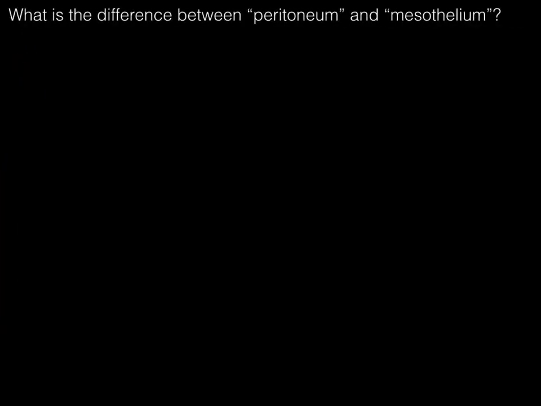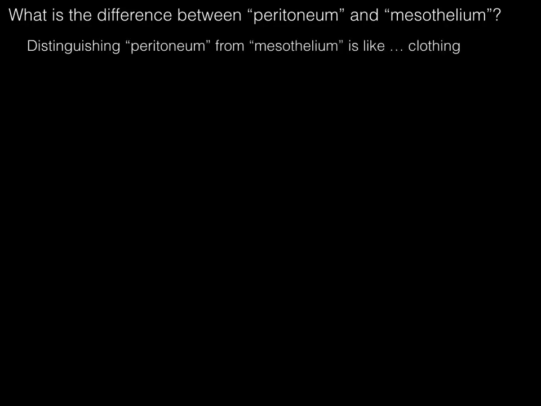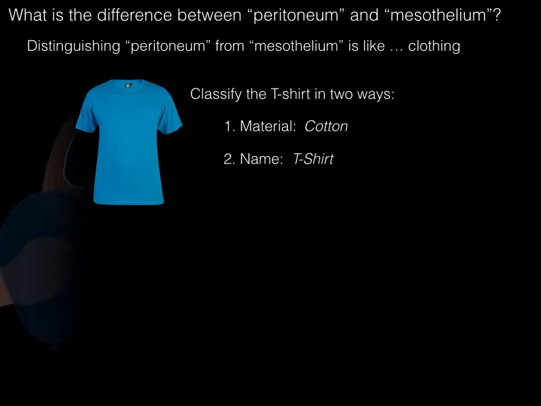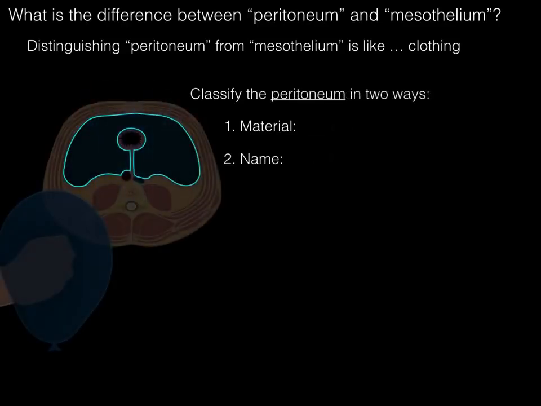So what's the difference between peritoneum and mesothelium? Well, distinguishing peritoneum from mesothelium is like clothing, in the sense that you can classify a t-shirt in two ways. You can say, hey, what's that made of? Oh, it's made of cotton. And what is the name of that cotton? Well, we call it a t-shirt. The same way you can classify the peritoneum in two ways. One by material and say, oh, that's made of mesothelium, or by this name, which is peritoneum.